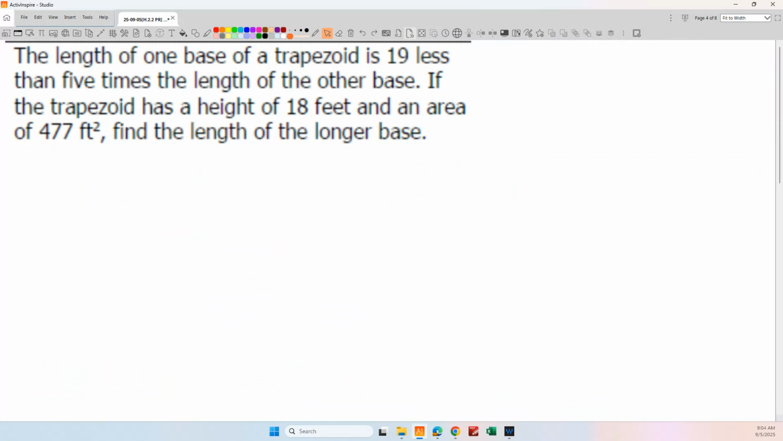Okay, what about one like this, like a geometry problem? The length of one base of a trapezoid is 19 less than 5 times the length of the other base. If the trapezoid has a height of 18 and an area of 477 square feet, find the length of the longer base. Okay?